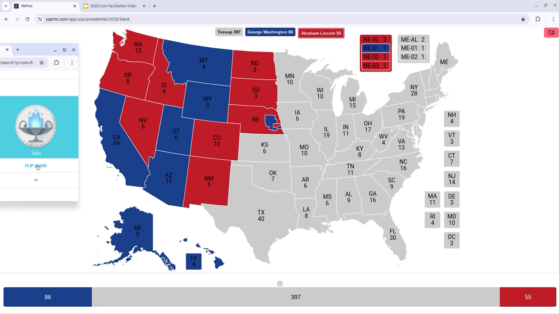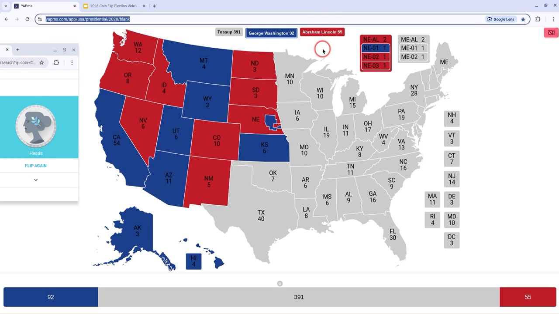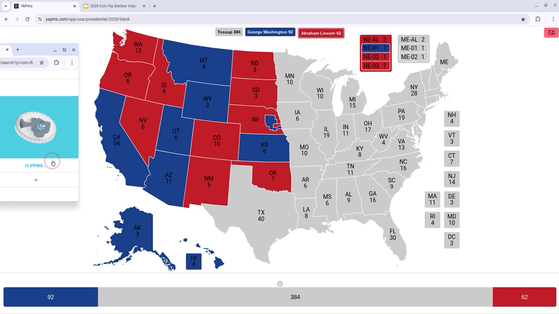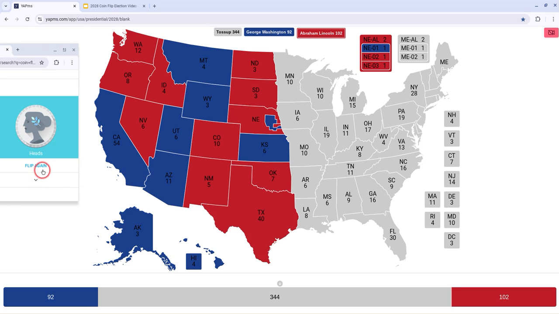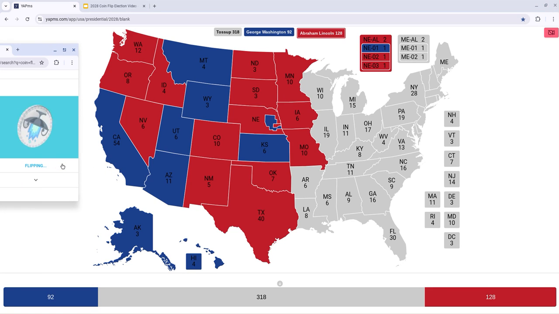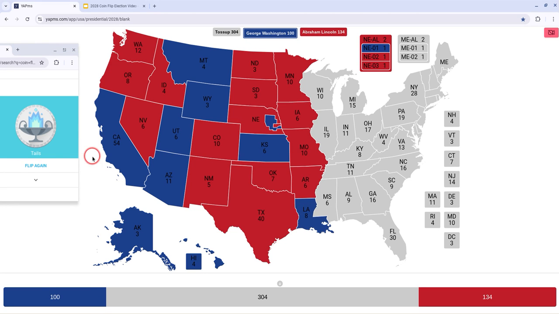Kansas going to Washington, okay. Oklahoma with 7 going to Lincoln. Texas with 40 going to Lincoln. Were they a state in 61? Or 60? I don't know. Minnesota with 10 going to Lincoln. Iowa with 6 going to Lincoln. Missouri with 10 going to Lincoln. Arkansas with 6 going to Lincoln. Louisiana with 8 going to Washington. That's funny. Kansas is blue while everything else surrounding it is red.